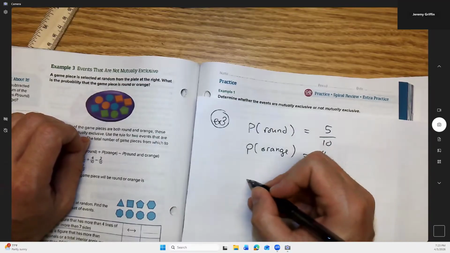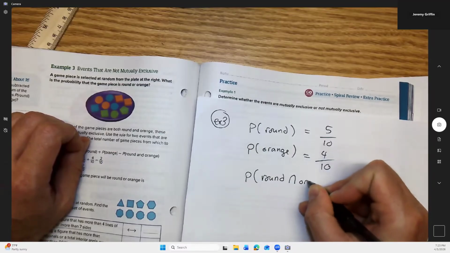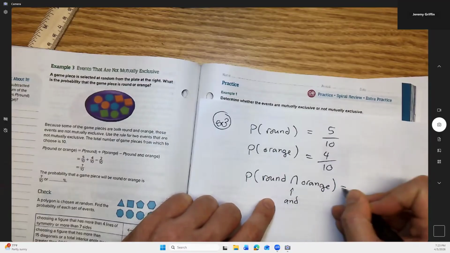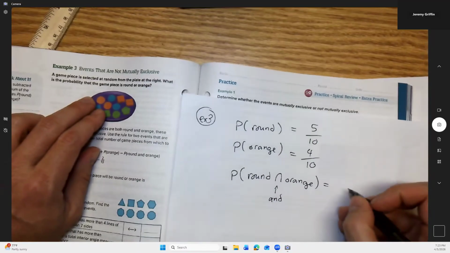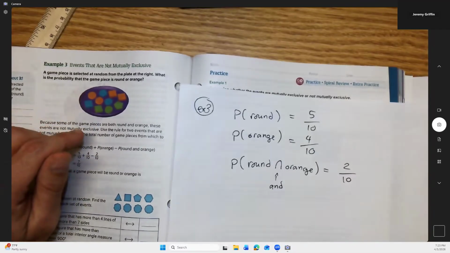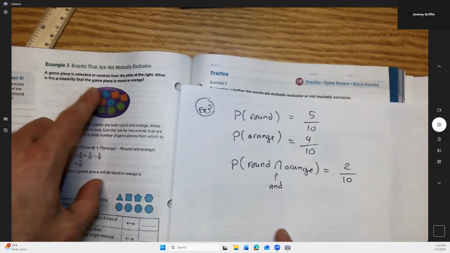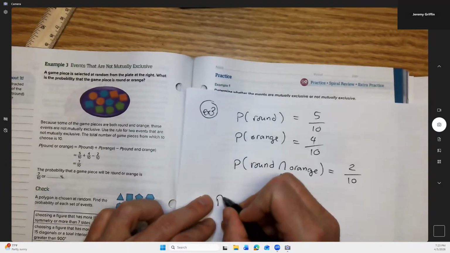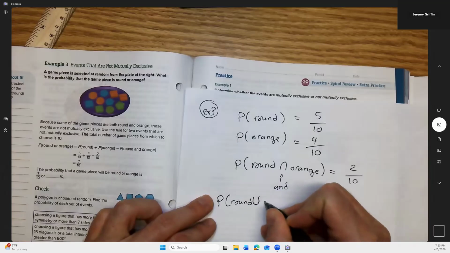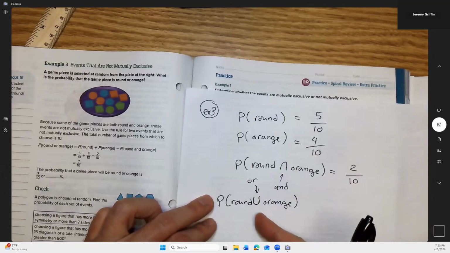Now, probability of round and orange, got my intersection symbol for and. This is and right here. Well, it looks like there's 2 of those. So 2 out of the 10 pieces. So if I said, what's the probability that you draw a piece and it's both round and orange? It'll be 2 out of 10. But that's not what they asked. They said round or orange. So the probability of round or orange, I'll put a union for or. Here's my or symbol right here, union for or.